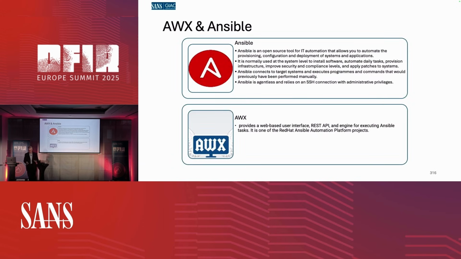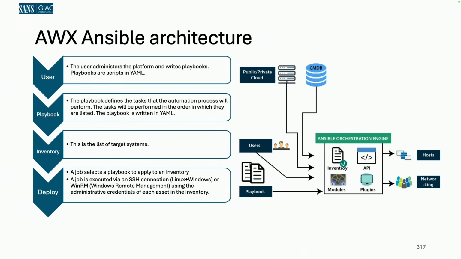Take a look at what Ansible AWX is. Ansible is an open source tool for IT automation that allows you to automate the provisioning, configuration, and deployment of systems and applications. It is normally used at the system level to install software, automate daily tasks, provision infrastructure, improve security and compliance, and apply patches on the system. AWX is the web interface of Ansible. Together, they can do great work.